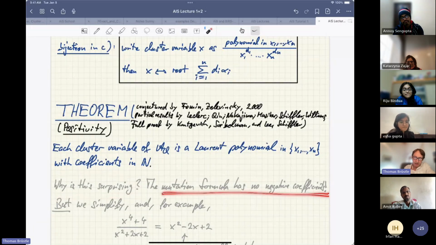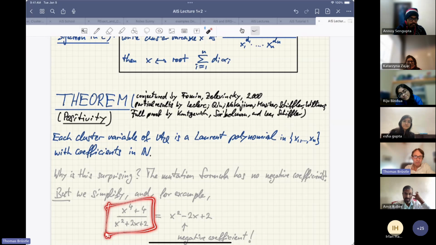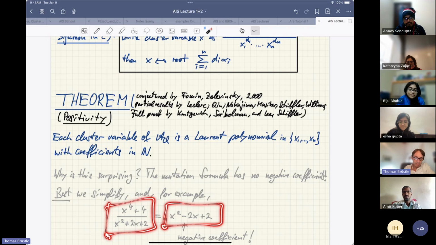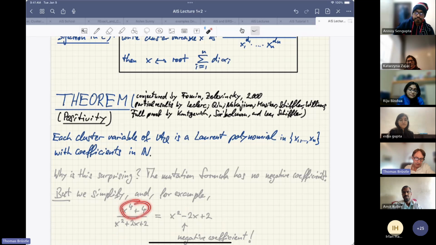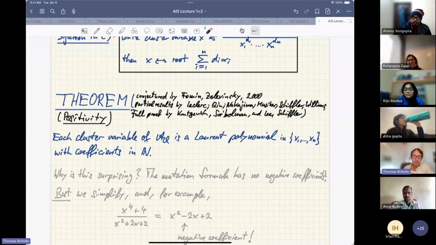The mutation formula has no negative coefficients to start with, but we do simplify the quotients of polynomials. And in general, if you have a quotient of two polynomials, all with positive coefficients, the quotient might have negative coefficients. So if you give me two general polynomials like this one and that one, you factor the upper polynomial as x squared plus 2x plus 2 times x squared minus 2x plus 2. It is not at all clear that in our simplification process we never get negative numbers. A priori this could happen.